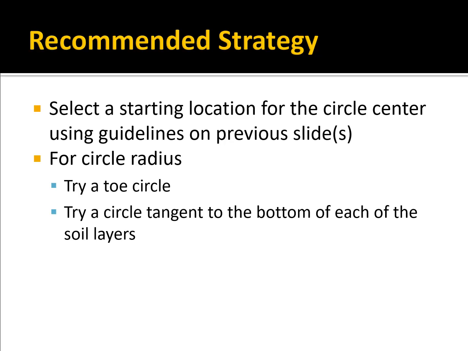Now, in the full version of UTexas, you can just give it the coordinates of the toe of the slope and tell it to start there. In the educational version, you just give it the elevation of the bottom of the circle, but you can trial and error to come up with a circle that passes through the toe of the slope. And then try a circle tangent to the bottom of each of the soil layers, so that once you've covered those bases, you probably will have your critical factor of safety.